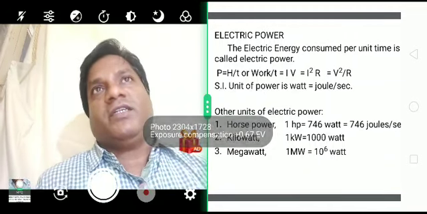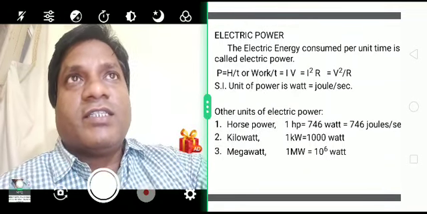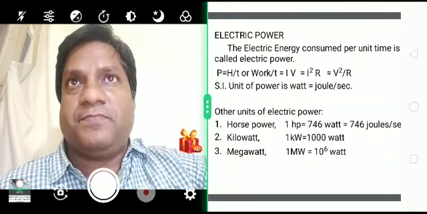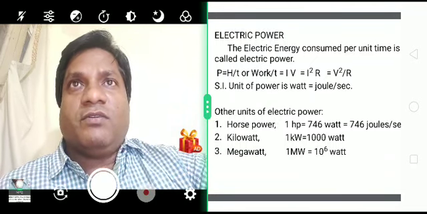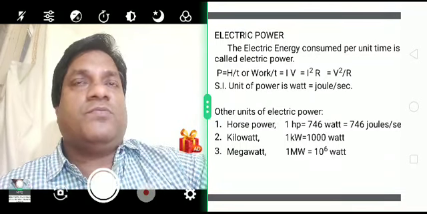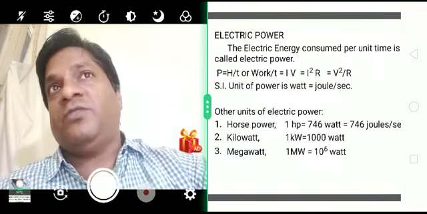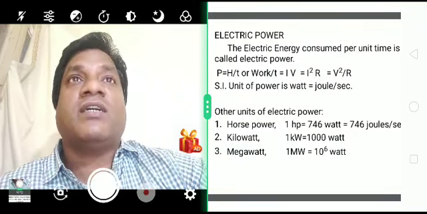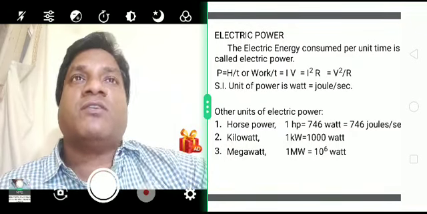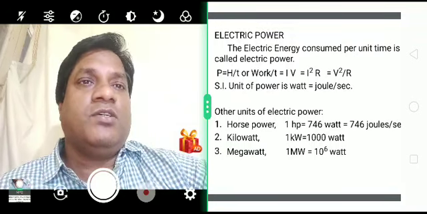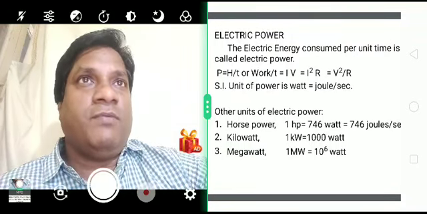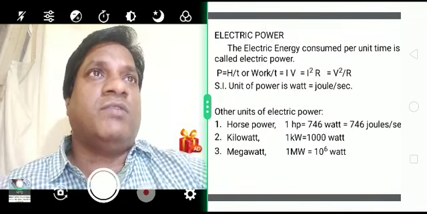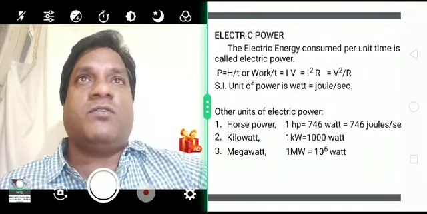Now come to our next topic, electric power. The electric energy consumed per unit time is called electric power. So electric power is equal to the rate of heat produced, or the rate of electrical energy consumed, or the rate of electrical work done. So it will be work done by time or heat produced by time. Eventually the formula for electric power is I into V, or I square R, or V square by R. This is in accordance with Ohm's law.